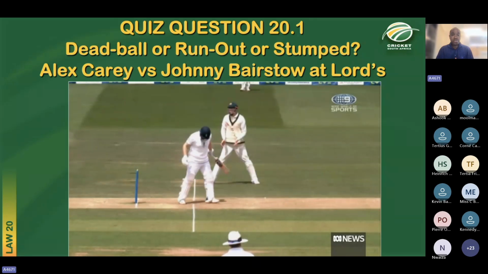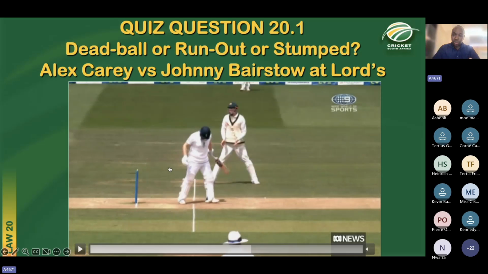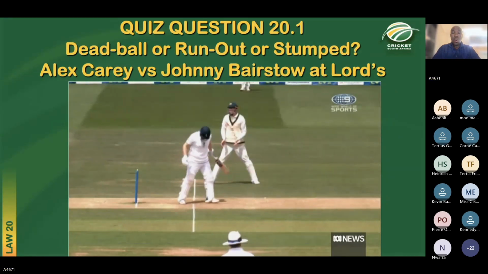It was the last ball of the over. The umpire had not yet called over when Johnny Bairstow left his crease. Alex Carey threw the ball. Correct decision as per the laws of cricket. Maybe against the spirit of cricket, but the correct decision as per the laws of cricket is Johnny Bairstow out stumped. Why stumped and not run out? Because Johnny Bairstow was not attempting a run. So he was out stumped by Alex Carey.